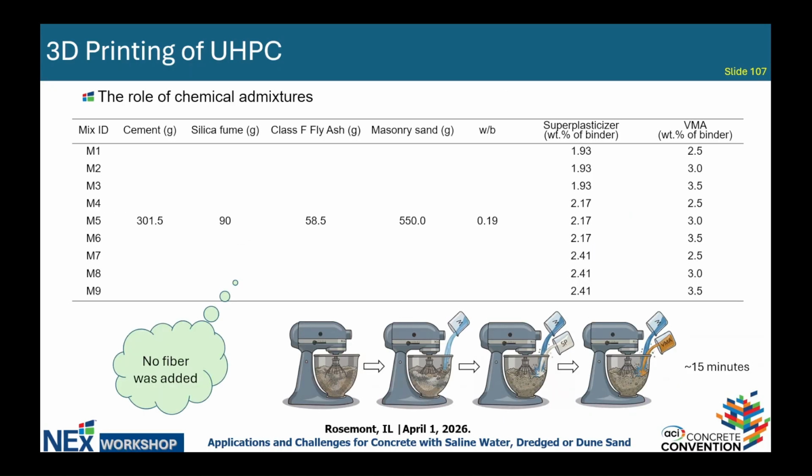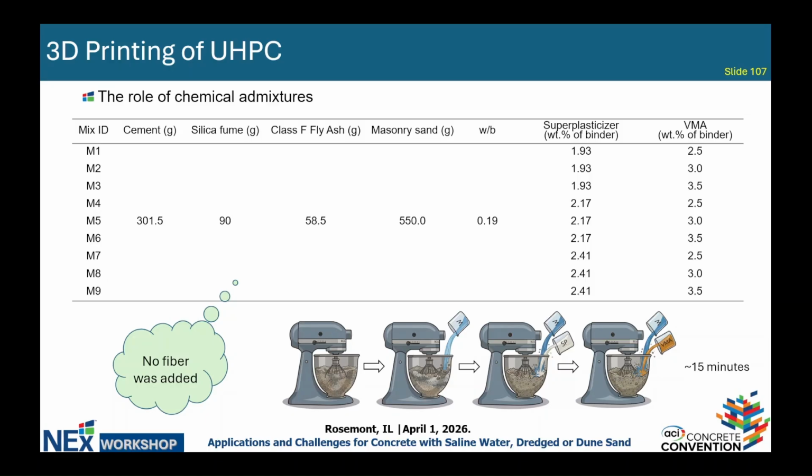So we studied many different formulations of UHPC in the past few years. But for the 3D printing, we just picked one formulation that gave us the highest strength, and from there we studied the influence of two different chemical admixtures on the printability of this material. The first one is superplasticizer. The second one is the viscosity modifying agent, VMA.